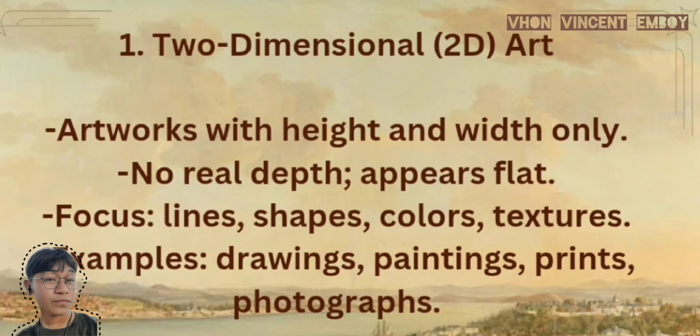It has artworks with height and width only, no real depth, and appears flat. The focus is lines, shapes, colors, and textures. Some examples are drawings, paintings, prints, and photographs. The simplest way to remember this is that it's flat and it only has height and width. Even if a painting looks very realistic, you could not reach inside it; that is just an illusion. Physically, there is no depth in this form. Artists rely heavily on how they use lines, colors, and textures on a flat surface like paper or canvas.